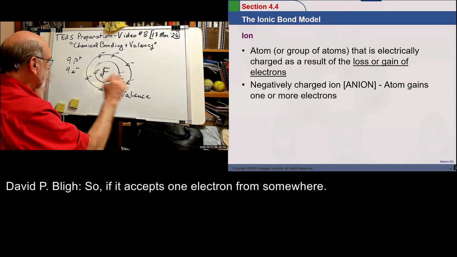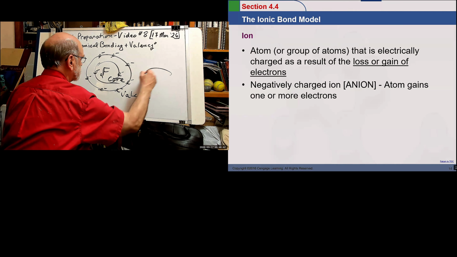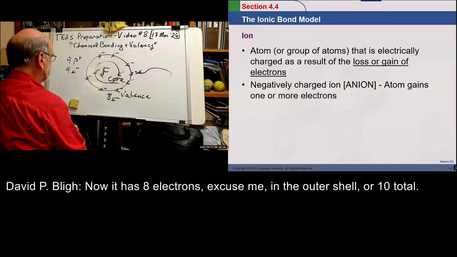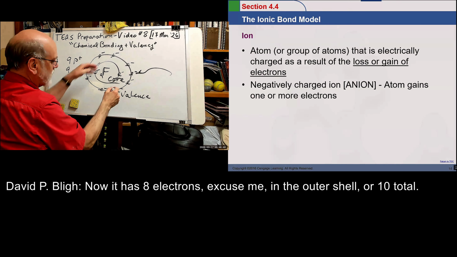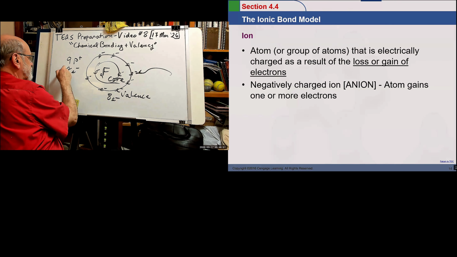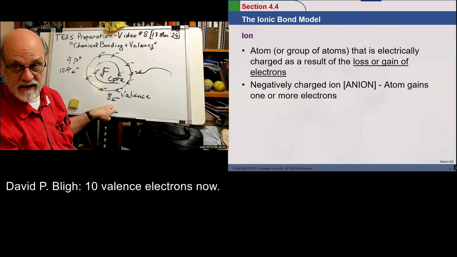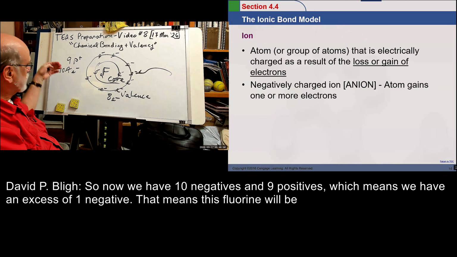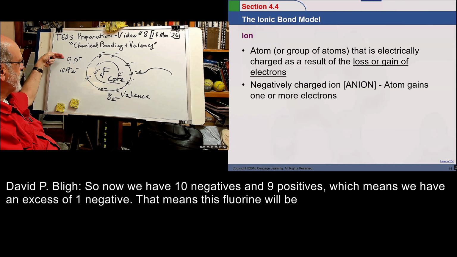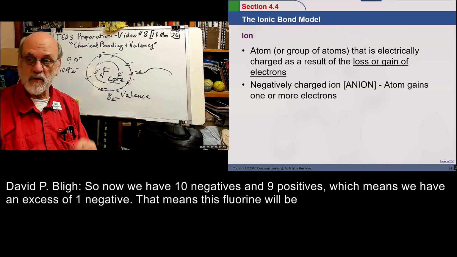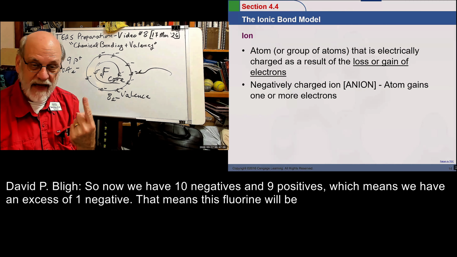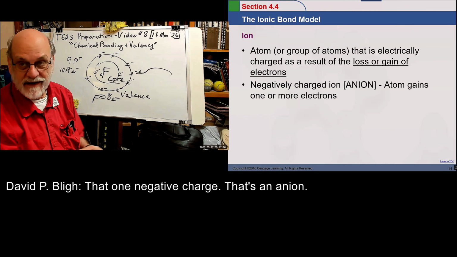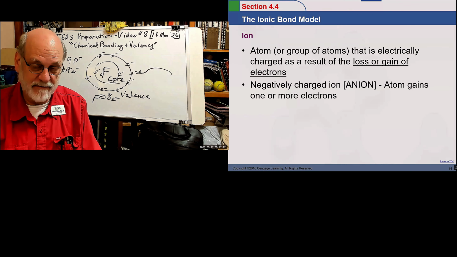So if it accepts 1 electron from somewhere, now it has 8 electrons. Oh, excuse me, in the outer shell, or 10 total. Right? 10 electrons now, because it accepted 1. So now we have 10 negatives and 9 positives, which means we have an excess of 1 negative. That means this fluorine will have that 1 negative charge. That's an anion.